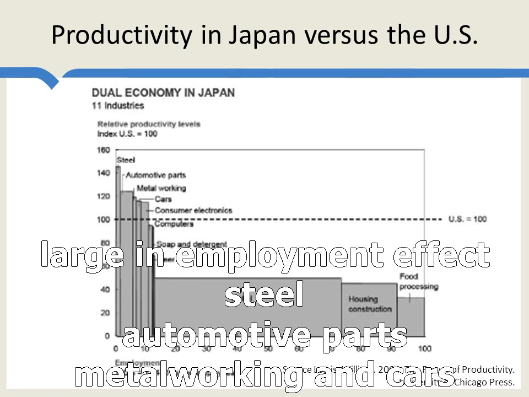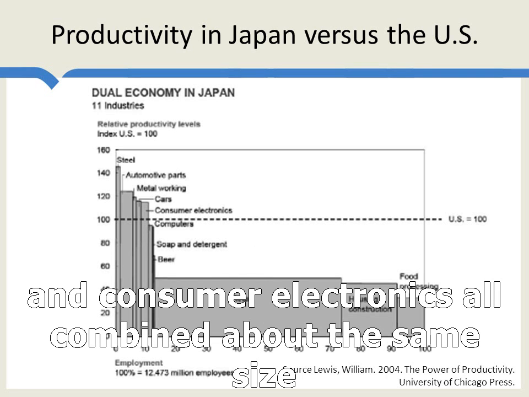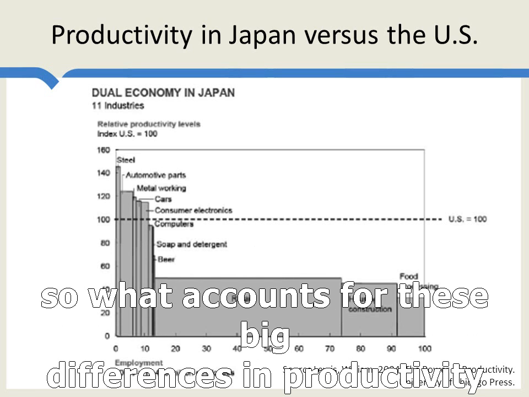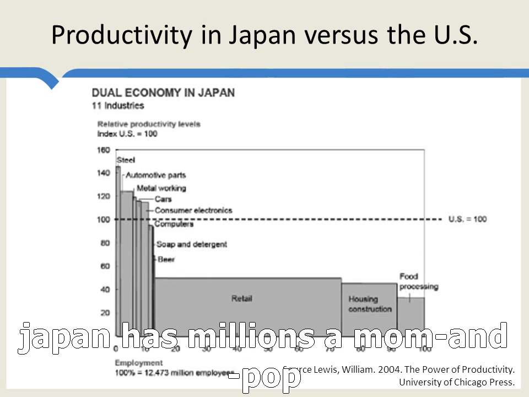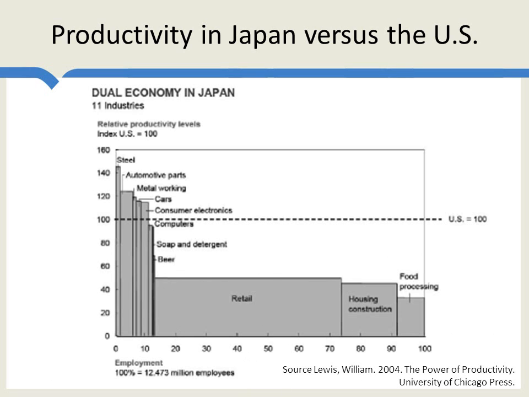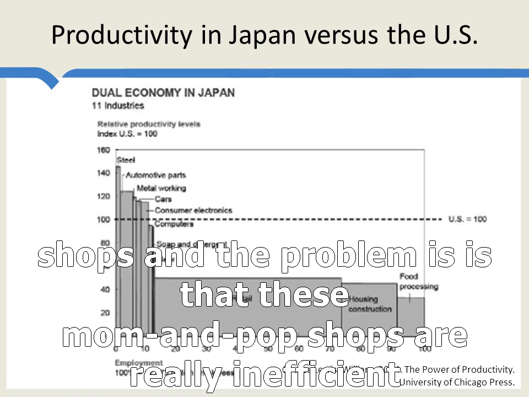So what accounts for these big differences in productivity? Well, looking at the retail sector, a short way of putting it is Japan doesn't have Walmart. Japan has millions of mom and pop shops. And the problem is that these mom and pop shops are really inefficient. They use a lot of labor and, relatively speaking, a lot of capital to not sell very much. As a result, productivity is really low.